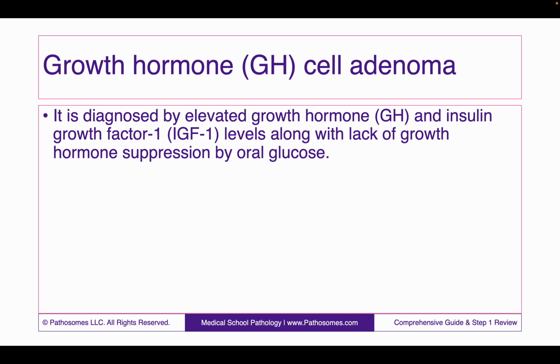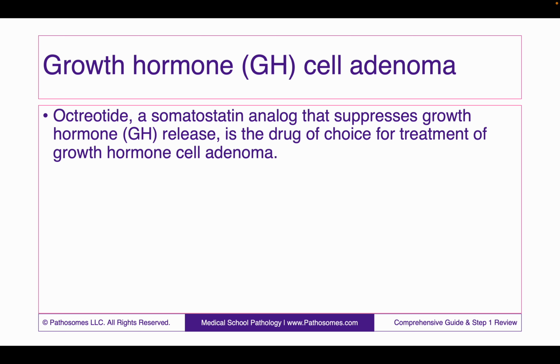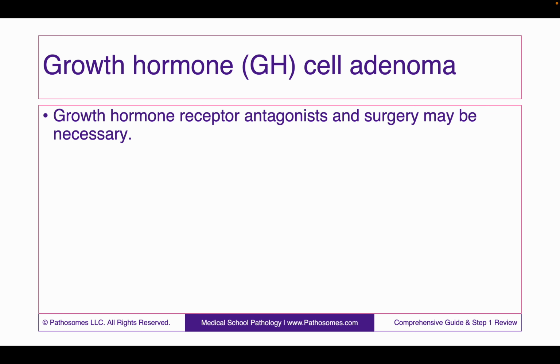Growth hormone cell adenoma is diagnosed by elevated growth hormone and insulin-like growth factor 1 levels, along with a lack of growth hormone suppression by an oral glucose. Now, how do we treat growth hormone cell adenoma? Well, we can use octreotide, a somatostatin analog that suppresses growth hormone release. This is the drug of choice for treatment of growth hormone cell adenoma. Growth hormone receptor antagonists and surgery may also be necessary.